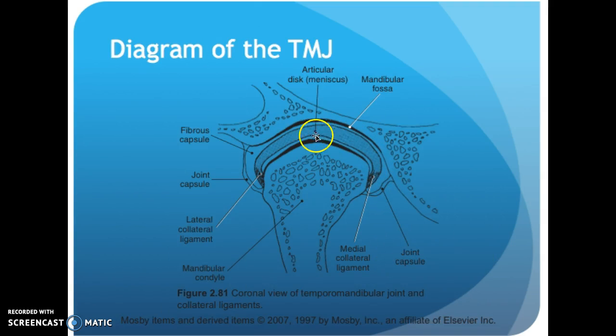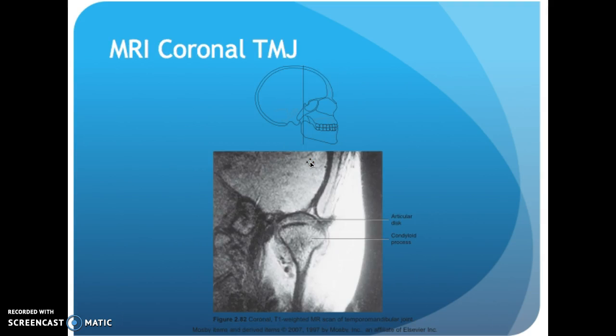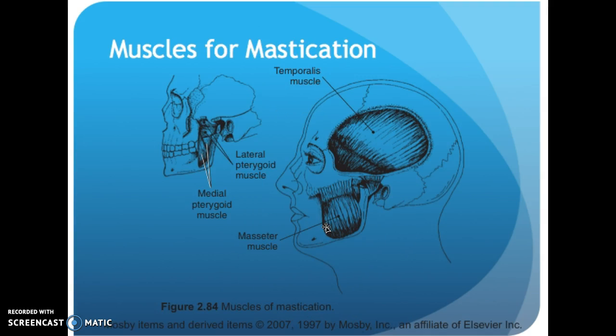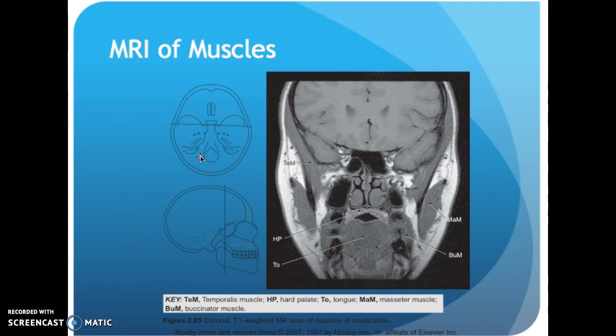So diagram, the main thing I wanted you to see here is you have your meniscus, you have a fibrous capsule with the joint capsule. So if something tears, the disc is going to displace. You can see it well here. This is a sagittal T1 MRI, your condyloid process with your articular disc, your meniscus. So muscles that I want you to know, temporalis muscle, your masseter muscle. You have your lateral and medial pterygoid, so you can see the laterals coming straight anterior, so it's going A to P, and your medials are oblique.